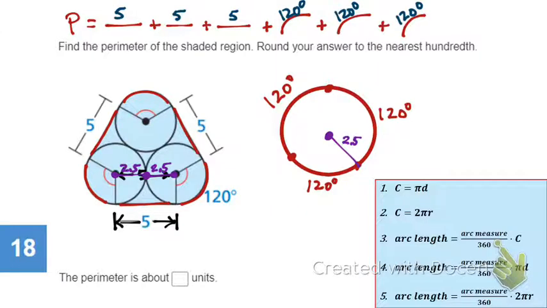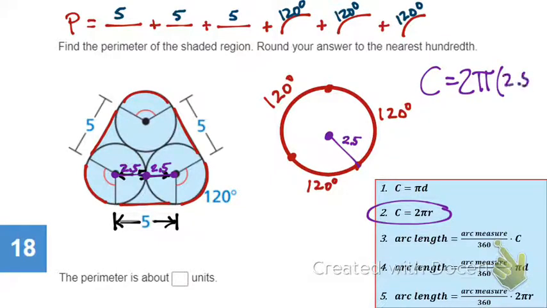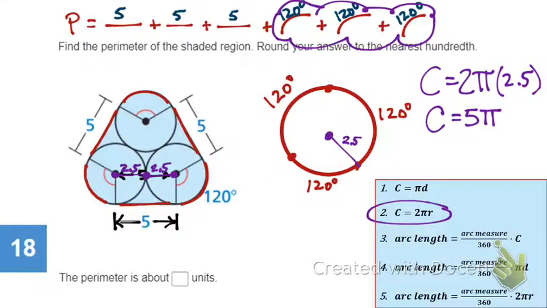So because we know the radius and we're looking for the circumference of that circle, we're going to use formula number 2. So the circumference equals 2 times pi times 2.5. And when we multiply 2 times 2.5, that will give us 5 pi, which is the exact length of those 3 120 degree arcs. So these 3 arcs together have an arc length of 5 pi.